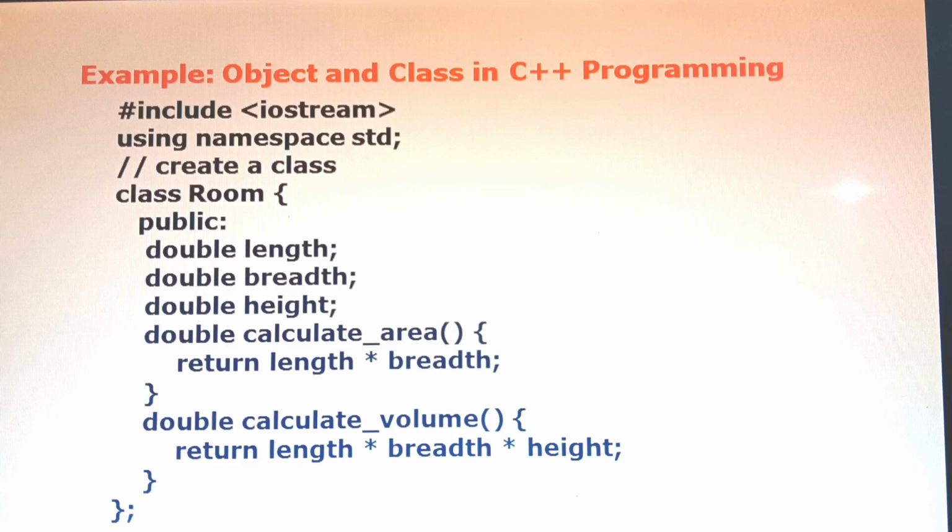Next we have to create the object of this class. Mainly directly we cannot use the class in the program. We have to create the object of the class. Through the object of the class, we can implement in the program. Then next we will see how to create the object of the class.